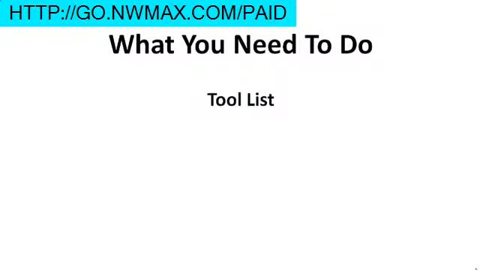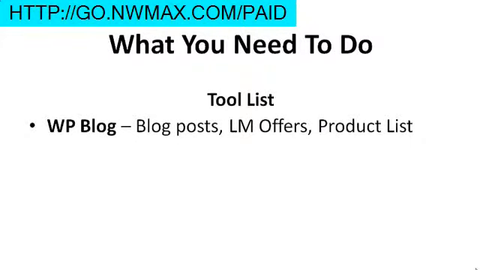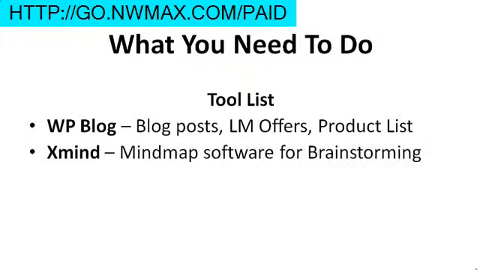So I'll talk about the tool list that I have in order to make this all work. So the first thing is my WordPress blog. I just use it for blog posts. I have my lead magnet offers on there, and also a product list so that they're able to see other things that I've got and potentially buy those right from the blog if they want.